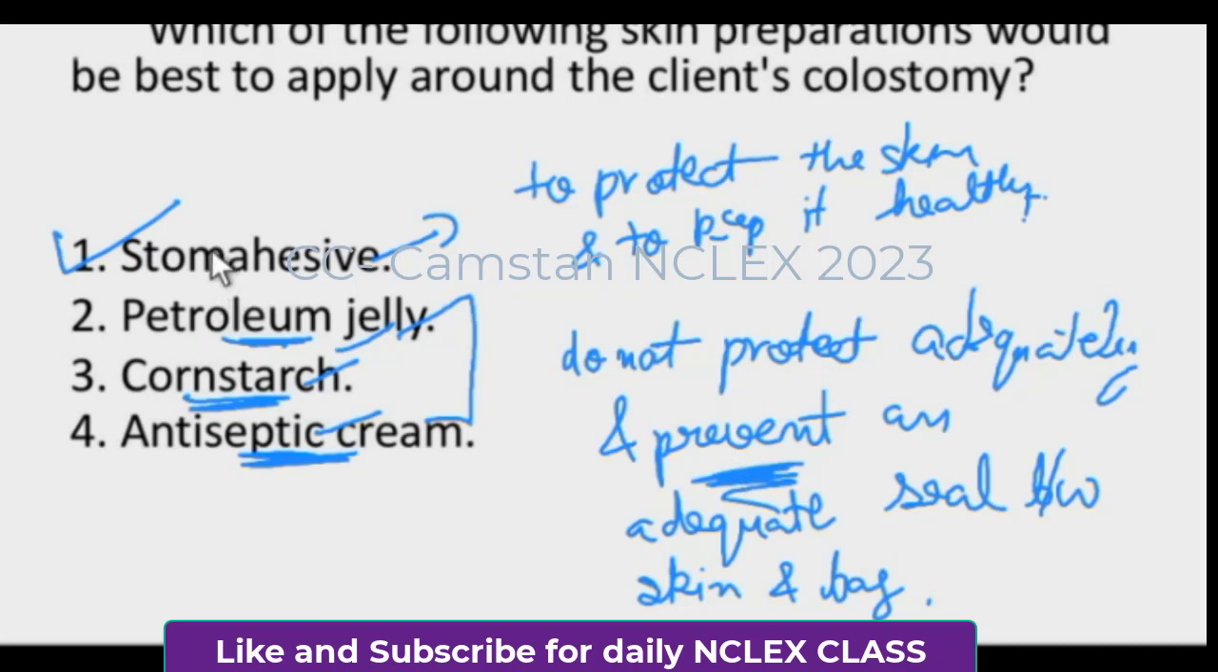So Stomahesive is used to apply around the client's colostomy to protect the skin and to keep it healthy. And petroleum jelly, cornstarch, and antiseptic cream do not give the protection adequately and they prevent an adequate seal between the skin and the bag. So the correct option is option number 1.